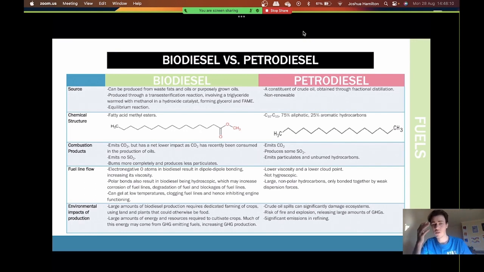So one of them has a little bit of polarity, one of them doesn't. What does that change? There might be a couple of hydrogen bonds. Those hydrogen bonds make it more hygroscopic. Leads to things like corrosion, whereas your petrodiesel doesn't do that. It's not hygroscopic, it's got much reduced viscosity, flows a lot easier. So think about those things before you jump into it.